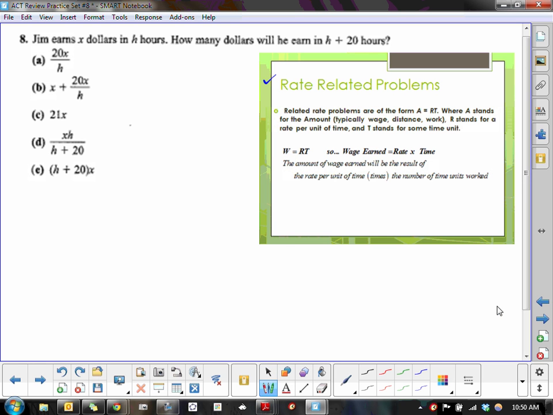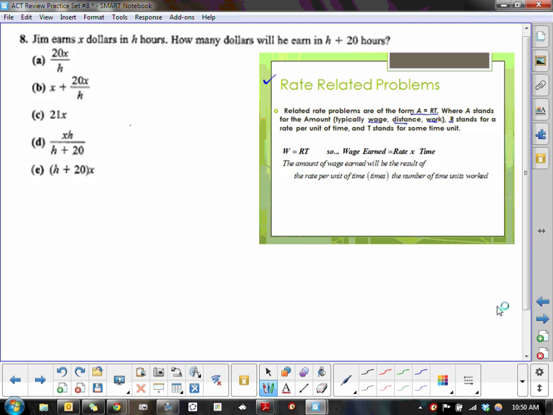Related rate problems are always some kind of problem in the form of A equals R times T. A is an amount. Typically when you see these, it's going to be a wage, a distance, or the amount of work that is done. And R stands for the rate at which we do something. Maybe it's miles per hour if it's a distance one. If it's a wage, it's dollars per hour. If it's work, it's how much work you can do per hour, how much of the job. And T stands for your time, in some unit of time. It can be hours, it can be minutes, whatever it happens to be. But all of these take on the same little flavor of what we're going to do.